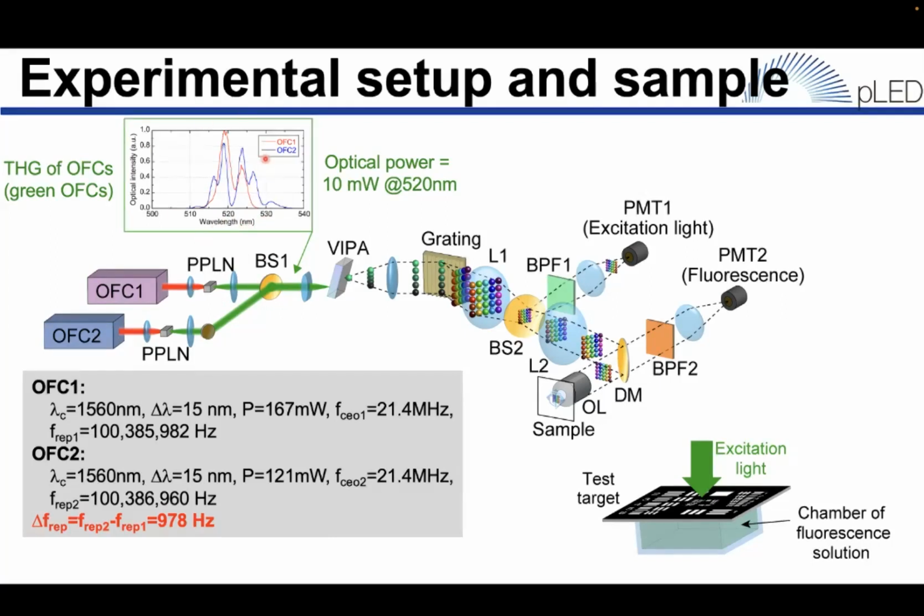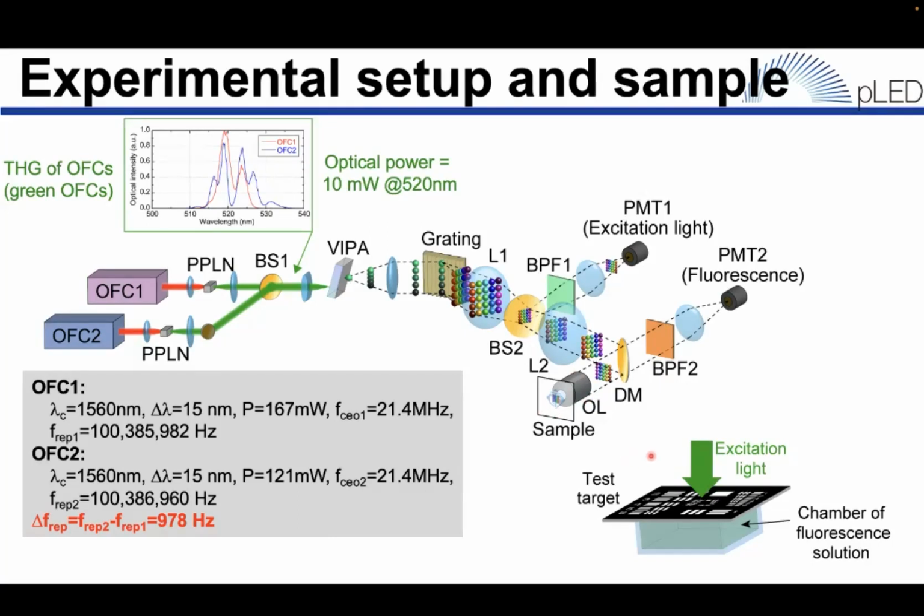So this shows the optical spectra of the resulting green OFC for OFC1 and OFC2, having an optical power of 10 milliwatt. Then these two green OFCs are spatially overlapped and fed into a combination of a Virtually Imaged Phased Array, grating, and relay lens. This results in generating a 2D array of excitation spots with different modulation frequencies at the sample surface.